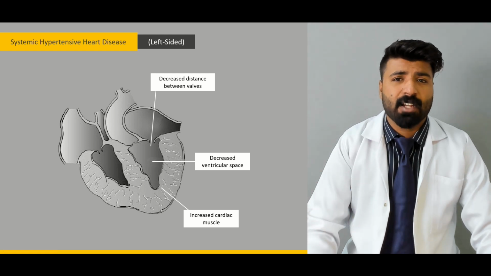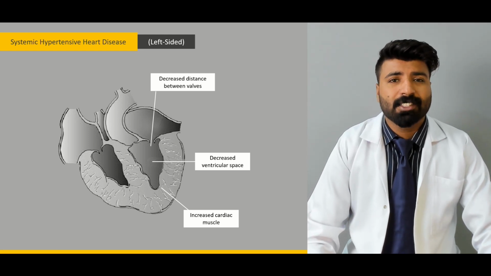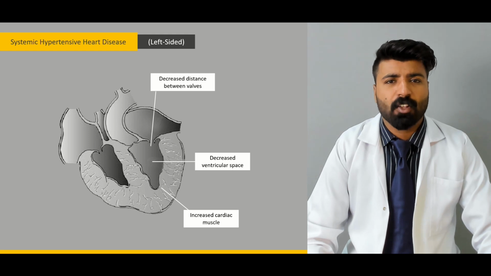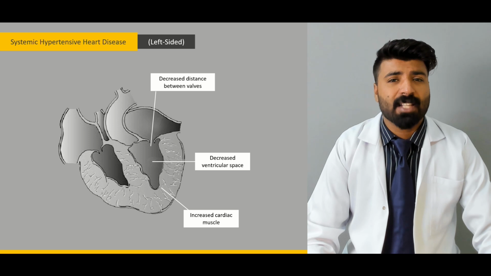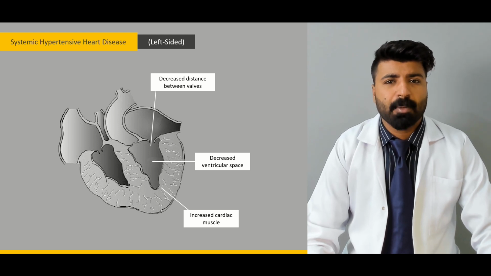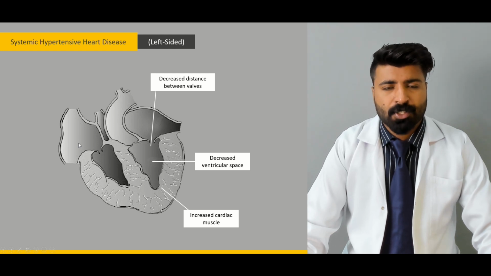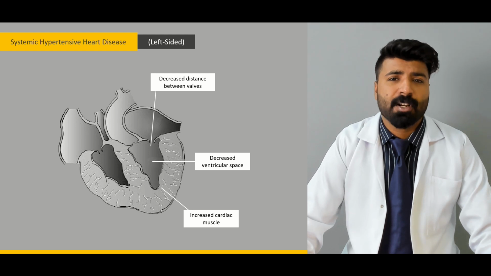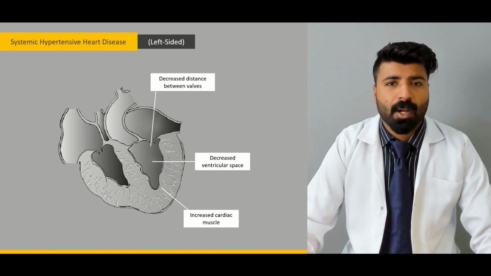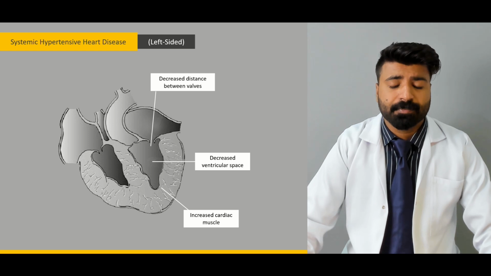Now this is the left-sided area, in which all these muscles were supposed to supply the body with oxygen and blood. But what will happen on the right side? The right side is the same, but it has to push the blood into the pulmonary vasculature. So the pulmonary vasculature requires far less pressure for the blood to come and get oxygenated.